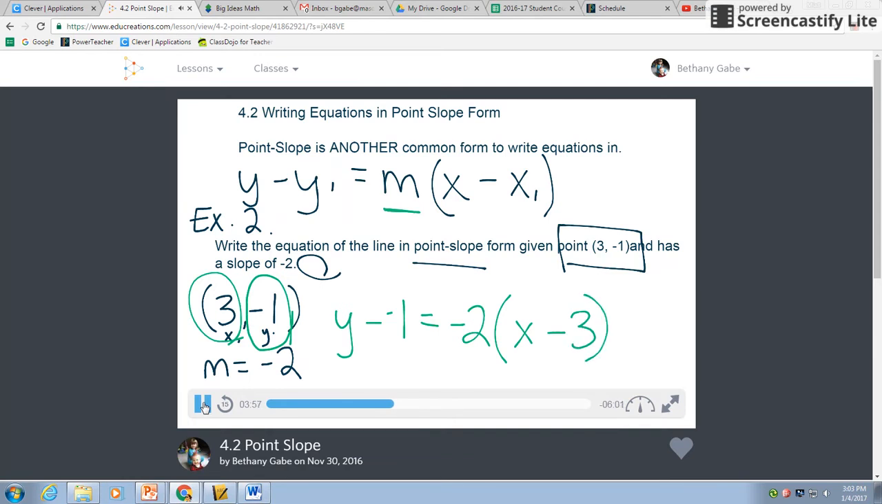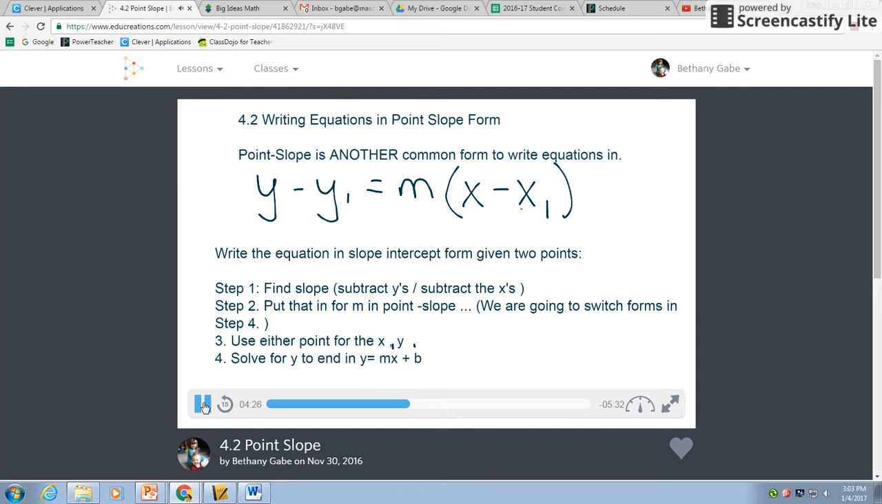And notice, because it's minus, kind of like what we talked about at the end of last chapter, because it's minus, it has to stay minus. This does not mean a negative 3, it's just a 3. So then back here, when I would simplify this, y plus 1, because minus negative is plus positive, equals negative 2 x minus 3 would be your final answer.